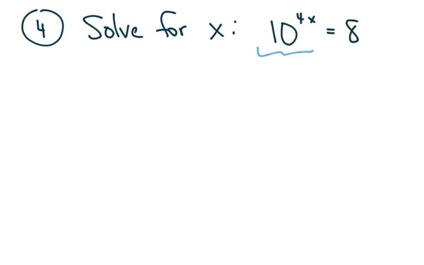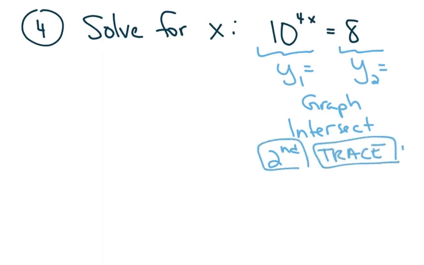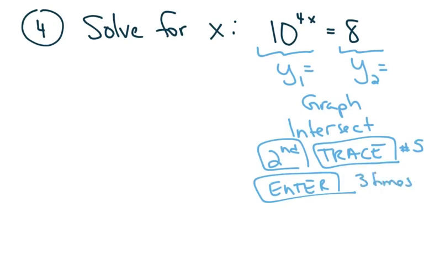There's this nice little trick that if you forget how to solve an equation, what you can do is put the left-hand side of the equation into y1 equals, put the right-hand side into y2 equals, graph it, and then use the intersect function to find where they intersect. That's second trace 5, enter, enter, enter. I'll just say enter 3 times. And then you find out that the answer is 0.2258.